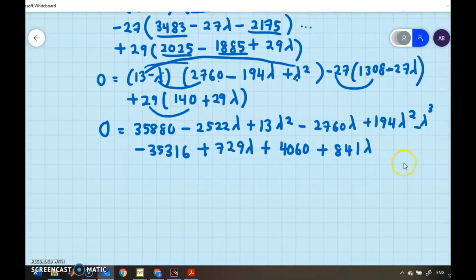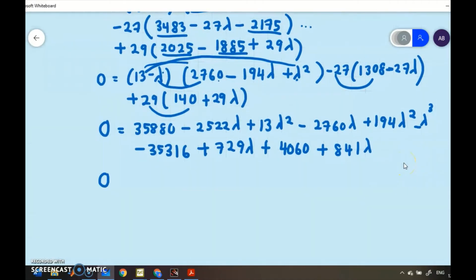If you have any solver that can help you to find the eigenvalue, please feel free to use it. Okay, now what do I do? 35880 minus 35316 plus 4080. So I should have 4624, and then negative 2522 lambda minus 2760 lambda plus 729 lambda plus 841 lambda. I should have minus 3712 lambda.